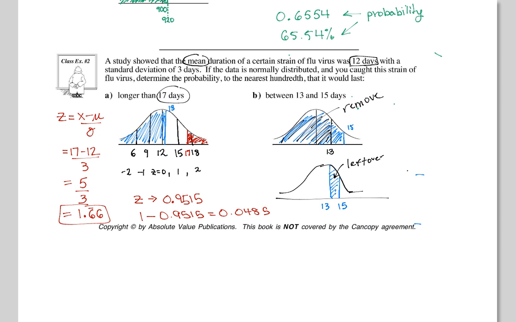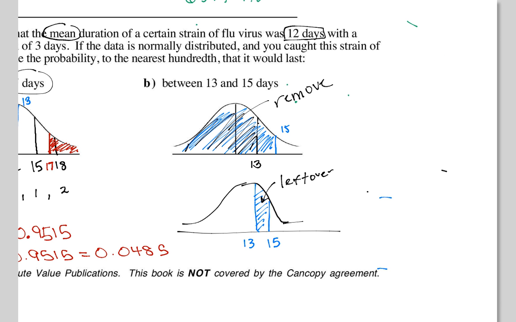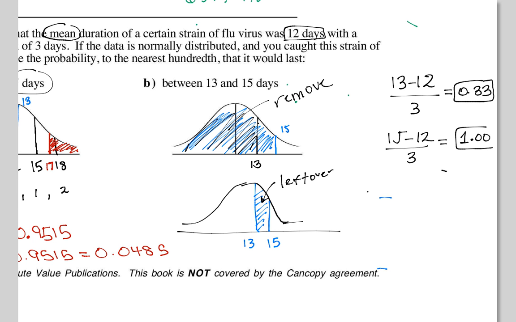Okay. So what's your z-score for 13? 13 take away 12. Sigma's 3, right? So I got 0.33 for a z-score. And if I used 15, 3 divided by 3 is 1.0. So you've got to find the areas for those two.